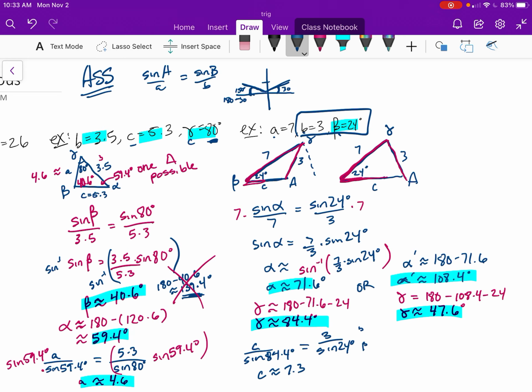And then on the right hand one, set it up the same way. C over sine gamma, 47.6 equals b over sine 24. Calculator, and you'll get approximately 5.5.